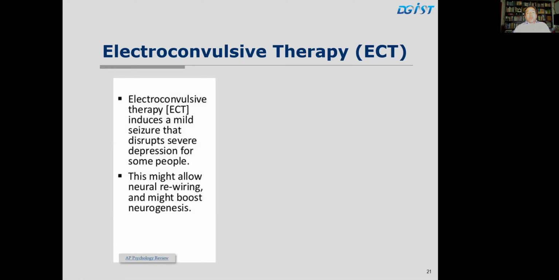So what is electroconvulsive therapy? Now remember we talked a while back earlier in the course about seizures and epilepsy, and seizures were an uncontrolled or widespread electrical activity of the brain. Electroconvulsive therapy, in essence, induces a mild seizure in the brain, and it's been observed that this mild seizure disrupts severe depression for some people, especially older people. It may involve some neural rewiring, might boost neurogenesis, new brain cells.